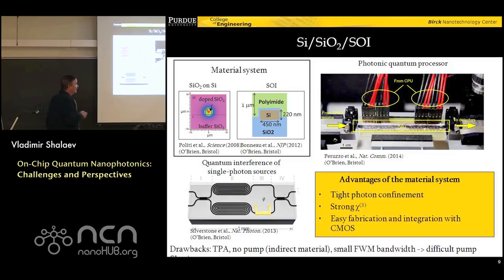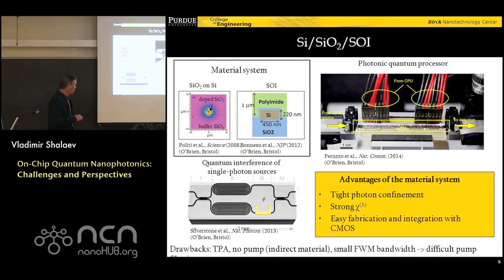In terms of advantages, they are listed here: rather tight photon confinement, particularly if you use silicon on insulator; strong chi(3) for all the switching operations. For making this gate type of operations, of course, you need high nonlinearities. And in silicon, the nonlinear response is rather high, although if thermal phase modulation is used, it's perhaps not as fast as it could be. And of course, as I pointed out, easy fabrication and integration with CMOS is a very important advantage.